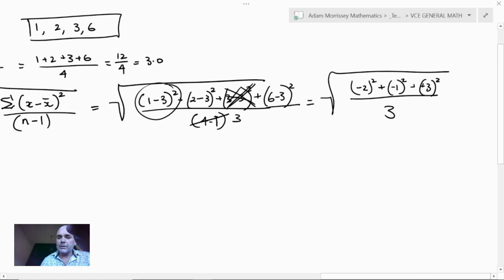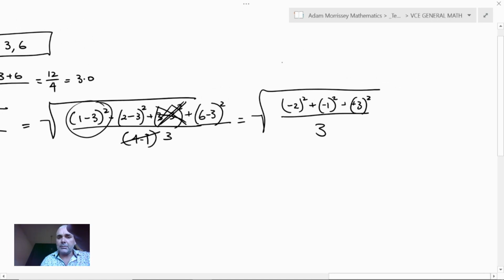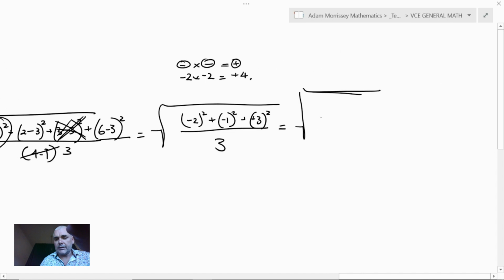And this is important because now I'm looking at those negative signs, and I'm thinking about -2 times -2. We have a negative times a negative, and the answer is going to be positive. Okay, so that's going to be +4. And so this stuff looks like 4 plus 1 plus 9 over 3.